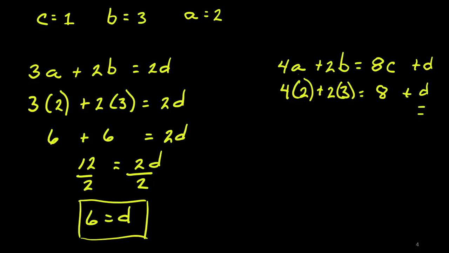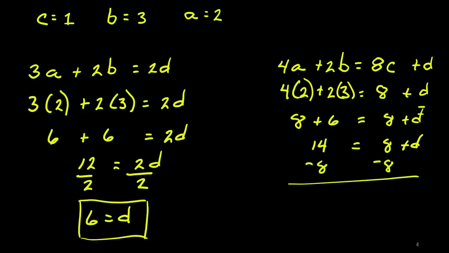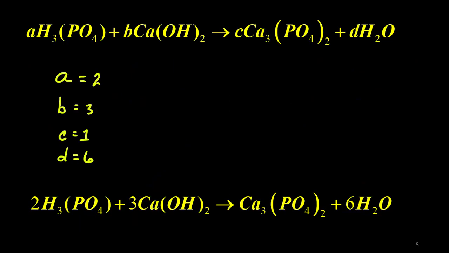Remember, D is what we're solving for. 2 times 4 is 8, plus 6 equals 8 plus D. This is 14 equals 8 plus D, subtracting 8 from each side. We get 6 equals D, which is the exact same result that we got on the left-hand side of this page. Now all that's left to do is to take all these values that we've calculated and put them into the equation, and that's going to look like this.